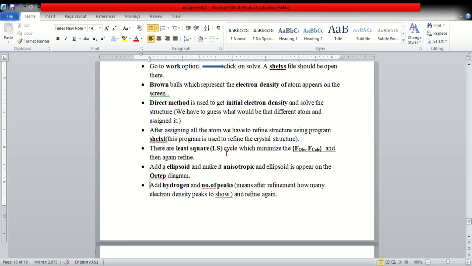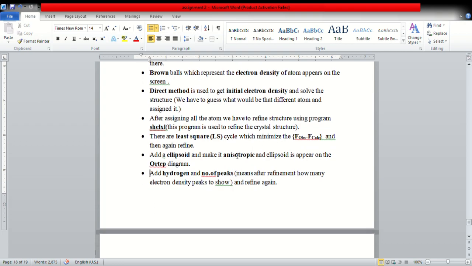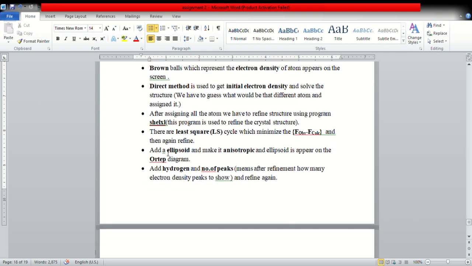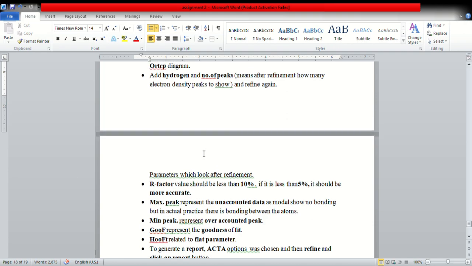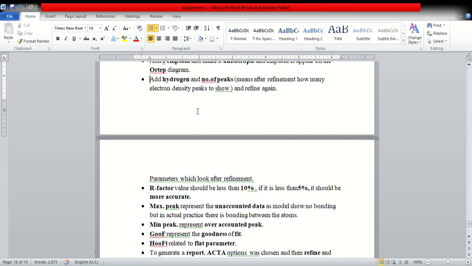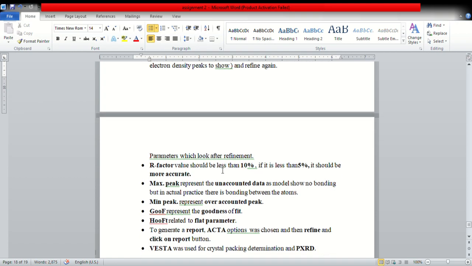There are least squares, LS, cycles which minimize the Fobs, that is the structure factor observed and the structure factor calculated. We have to minimize it, because if we minimize it, then we can obtain a crystal structure which is similar to the real one. And we also refine it again. Now we also add ellipsoids and make the atoms anisotropic, and the ellipsoids appear on the ORTEP diagram. Now we further add hydrogen and the number of peaks, that is, after refinement how many electron density peaks to show, and refine the parameters again.